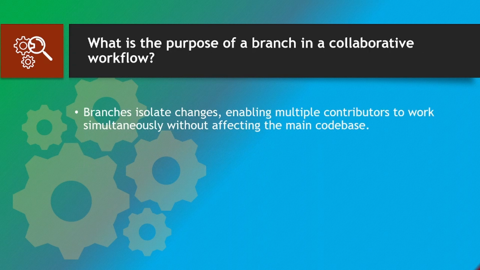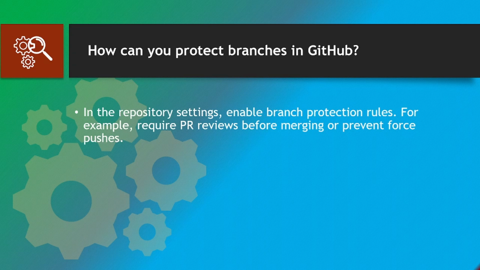Next one, what is the purpose of a branch in a collaborative workflow? Branches isolate changes, enabling multiple contributors to work simultaneously without affecting the main code base. Next one, how can you protect branches in GitHub? In the repository settings, enable branch protection rule. For example, require pull request review before merging or prevent force push.